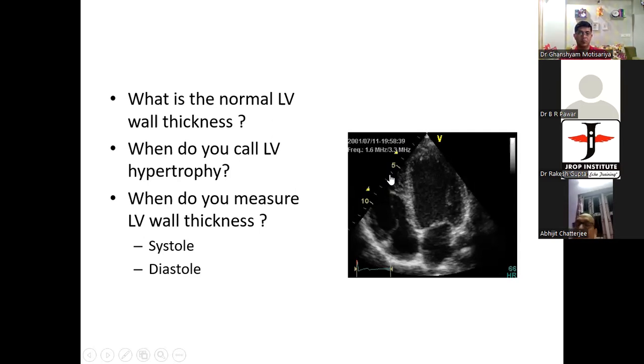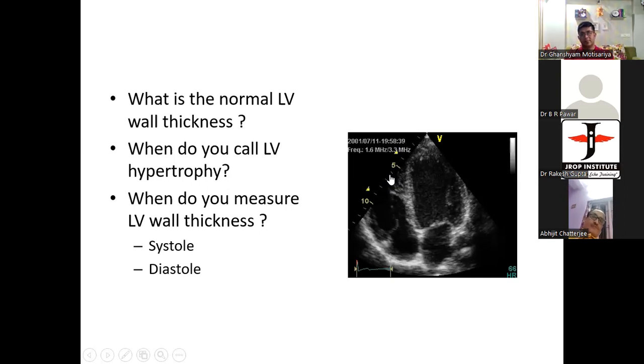When it is more than 20 mm, sir? More than 12 millimeters. It's a very variable thing. Americans believe anything more than 10 millimeters. Indians believe more than 12 millimeters. And some people believe more than 15 millimeters. So it's quite variable. So anything which is more than 12 is considered as hypertrophic.